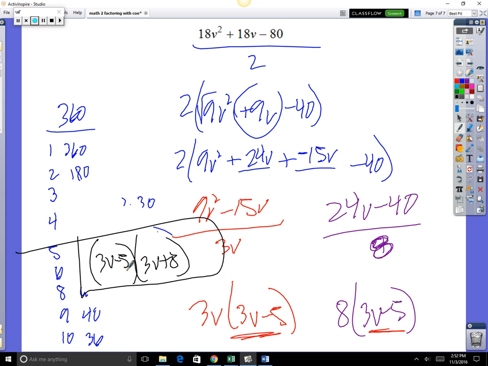Those are the two factors that will give you this as a product. But you're going to have to double them. You're going to have to multiply it by 2, because the first thing we did was divide them all by 2. So 3v minus 5, 3v plus 8, times 2. Those are your three factors that will give you that. And that's it. So try it on your own. Do the worksheet. Answers on the back. Check them as you go. Do good.